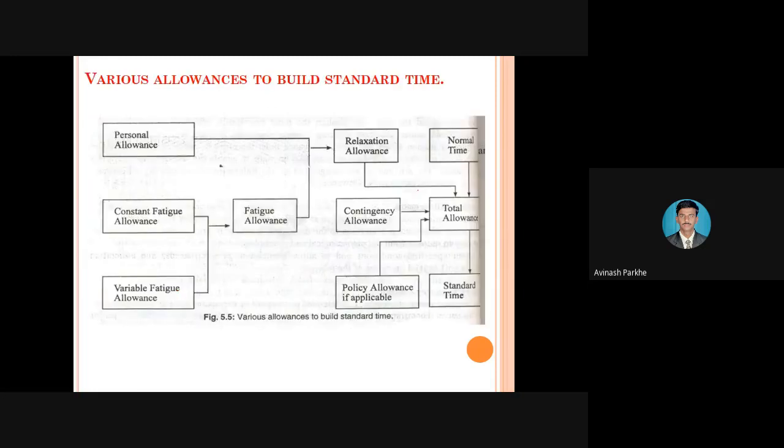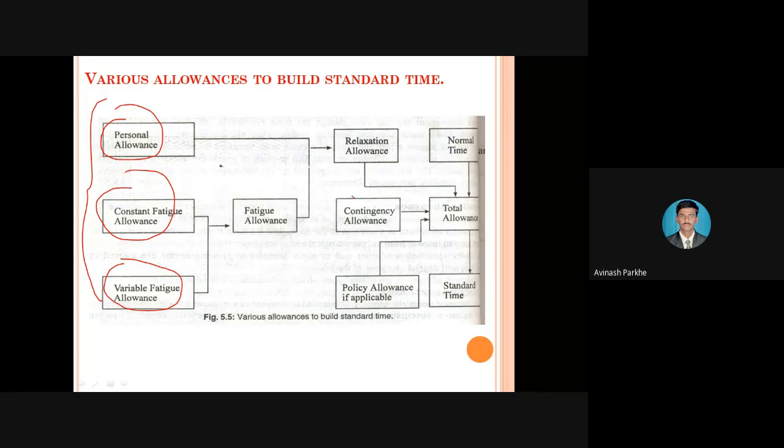Okay, so these are the different types of allowances. Again, the different types of allowances are represented here by different block diagrams. The first one is the personal allowance, then continuous fatigue allowance, and the variable fatigue allowance. These are the 3 types of allowances which are totally related to the relaxation allowance. Then contingency allowance is provided here, then policy allowance if applicable. Therefore, here the words are written "if applicable". If it is applicable in that particular industry, if the management wants, then we can provide it. If it is not applicable, then it is not required.